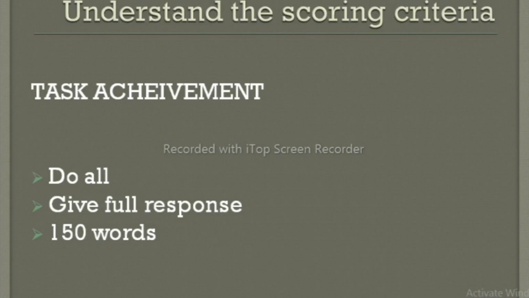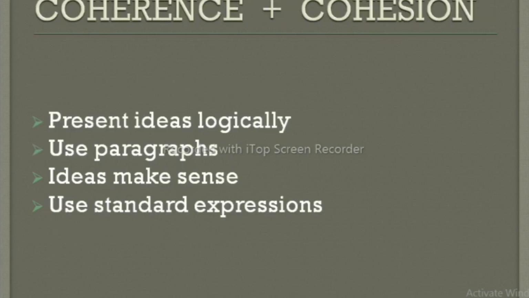Next, one of the most important things in Writing Task 1 is coherence and cohesion. So present your ideas logically. Use structured paragraphs. Okay, write so that points stick together, make sense and convey your message. Use standard expressions and transition words.